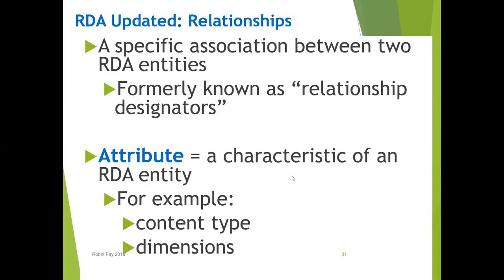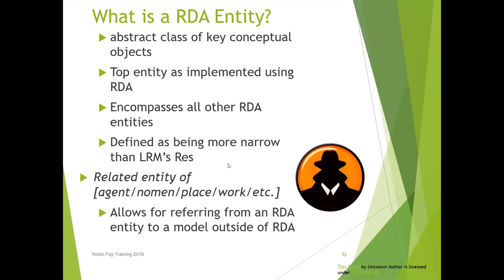So an attribute is a characteristic, and a characteristic can really be any kind of feature. For example, for an RDA entity, it could be things like content type or dimensions. It can really be any characteristic of that particular item you're cataloging. So what is an RDA entity? This is an abstract.